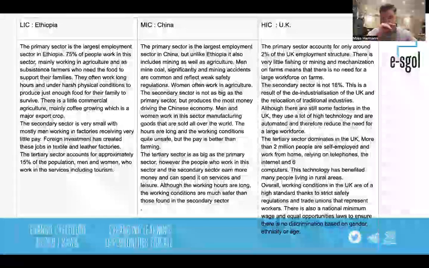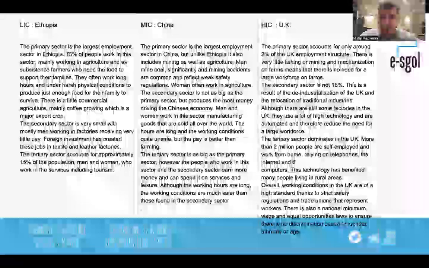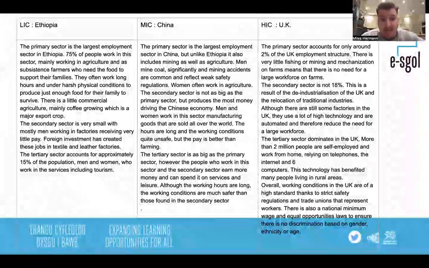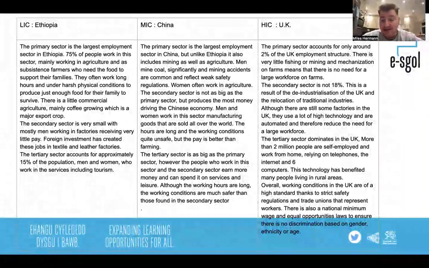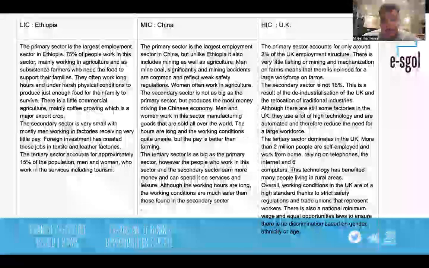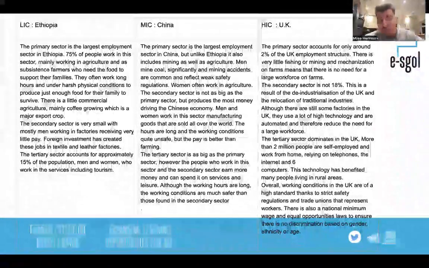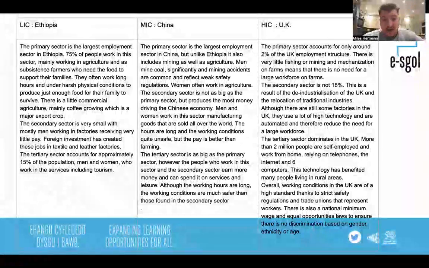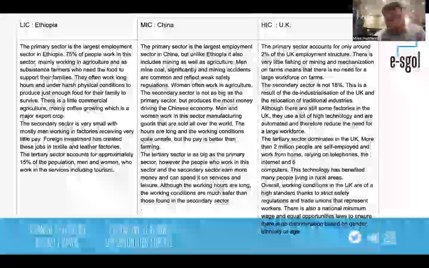Middle income countries, however, for example, China, again, we're seeing the primary sector is the largest in China. But differently to Ethiopia, we are seeing this through mining instead of agriculture, and it's men that mainly coal mine here, and again working conditions are poor, mining accidents are quite frequent, and differently we see the women are in the agricultural sector. The secondary sector in China then is not as big as the primary sector, however produces a lot more money towards the Chinese economy.